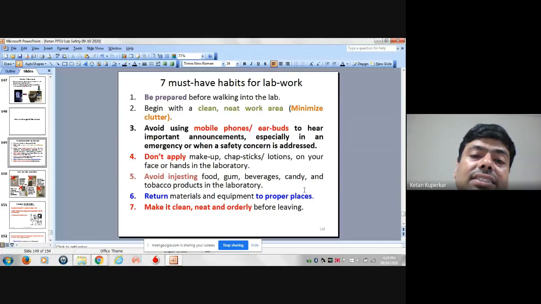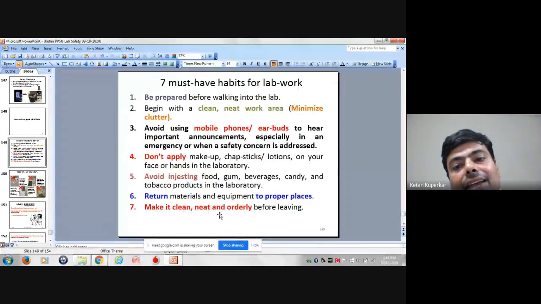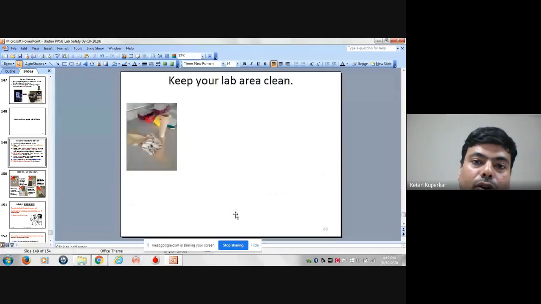You need to obey the 7 habits. Yes, be prepared before you walk into the lab. Keep a very clean, neat work area. Avoid mobile phones or earbuds so that you can hear important announcements or in case of any emergency. Do not apply makeup, chapstick or lotions. Do not ingest any food items. Return materials to their proper places. And again, before you leave, make your lab very clean, neat, and orderly.